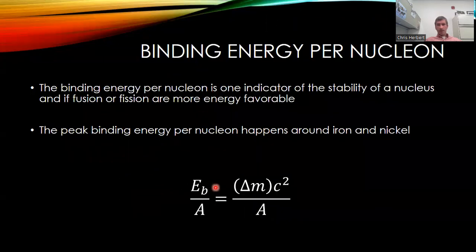So again, this binding energy per nucleon, and A represents the atomic mass number, is equal to, again, the mass defect times the speed of light squared times the number of nucleons that we have.